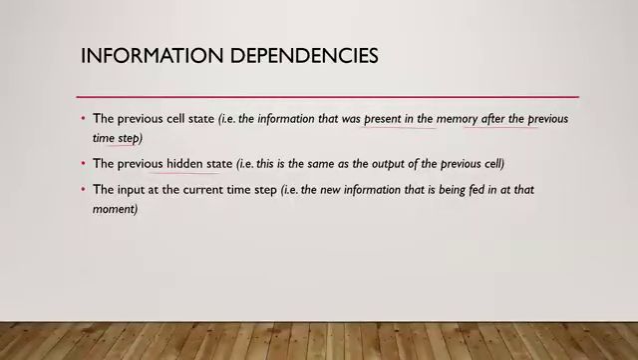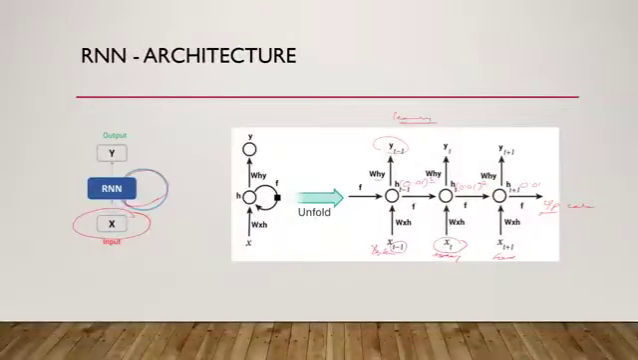So whatever the output of the previous layer was, that would be an input, and at that particular time stamp, whatever event has occurred, that information also will be fed to this network in that time step. So if you have seen this, the output of the previous step and the input at that particular time period become the input to this hidden layer. So these are the information dependencies the network will have at every layer.